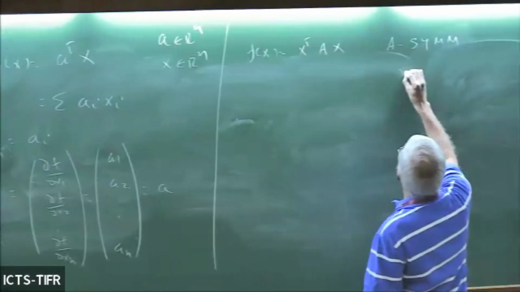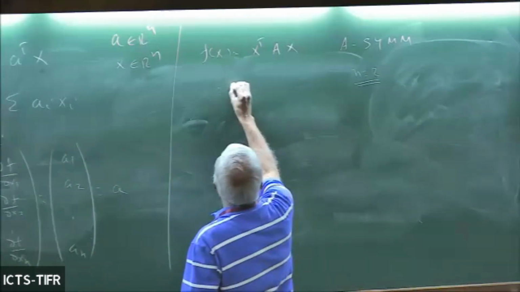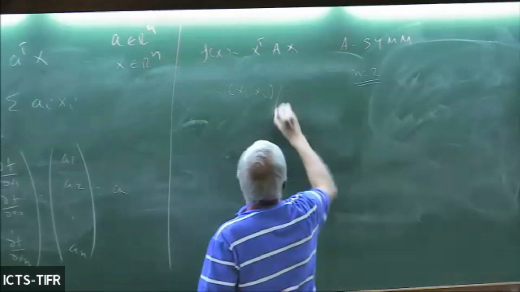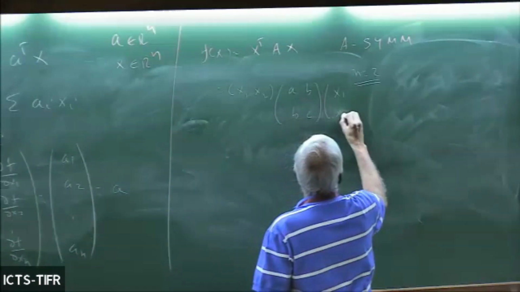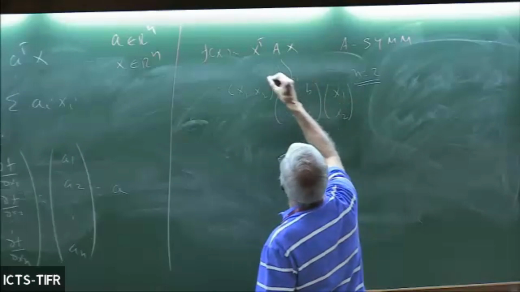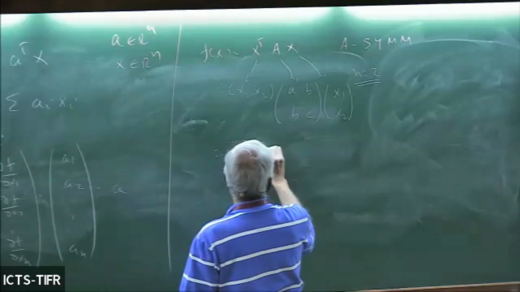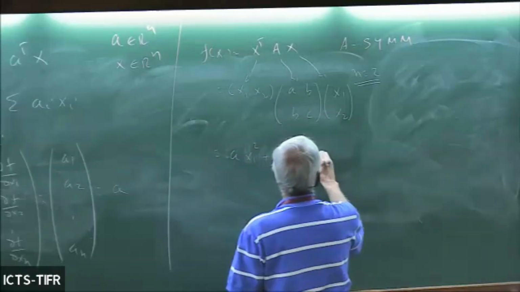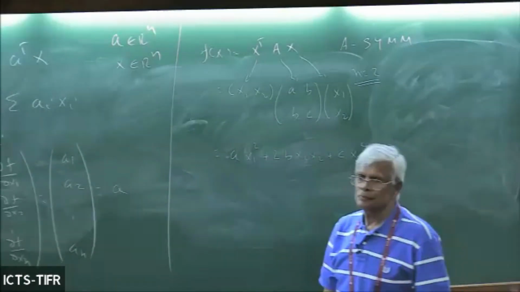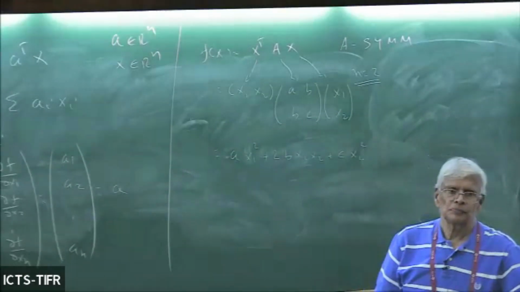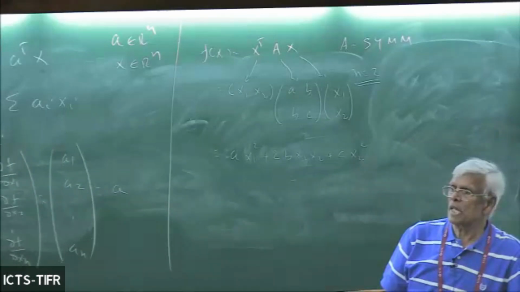So let us also assume n is equal to 2. I want to be able to illustrate this. This is x1, x2, with matrix a, b, b, c, times x1, x2. So A is this matrix, and x transpose A x is equal to a times x1 squared plus 2b times x1 x2 plus c times x2 squared. All of you with me?